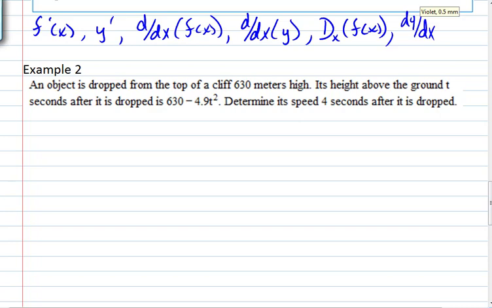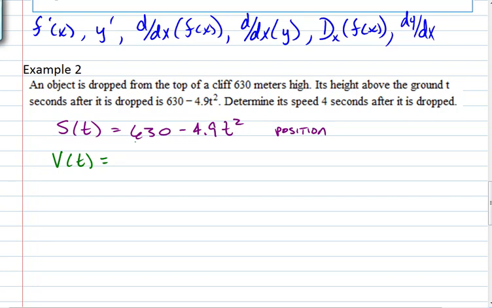There is a common set of notation that we use here. S of t is what we use to give the position of a function. So S of t here is 630 minus 4.9t squared. So this is the position function. V of t is what we use for the velocity, and that's going to be the derivative of the position function, and this is velocity. Position is where you are, velocity is how fast you are going.